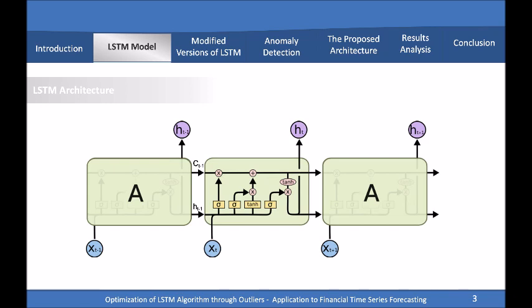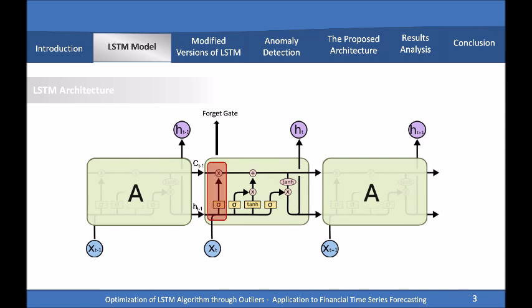LSTM networks are considered a special type of recurrent neural network and were designed to avoid the long-term dependency issue. In terms of the architecture, we have the cell state, the hidden state, and three different gates.